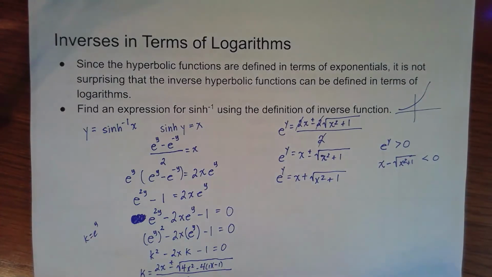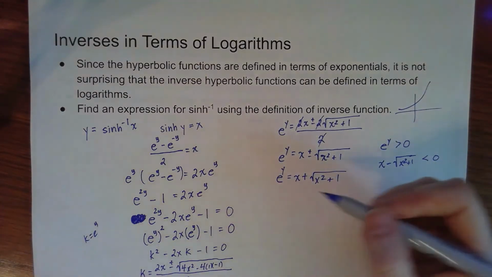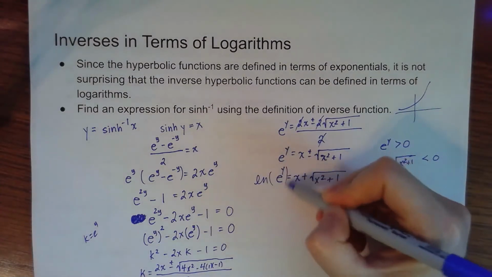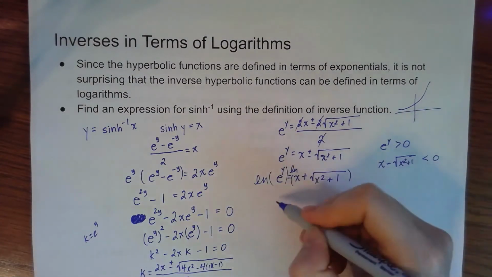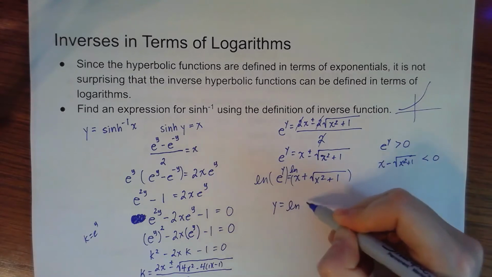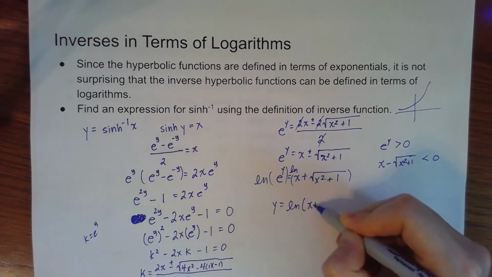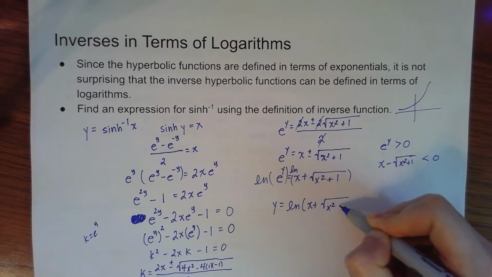Okay, and so then to solve for y, we just take the natural log of both sides, and we'll get y equals the natural log of x plus the square root of x squared plus 1.